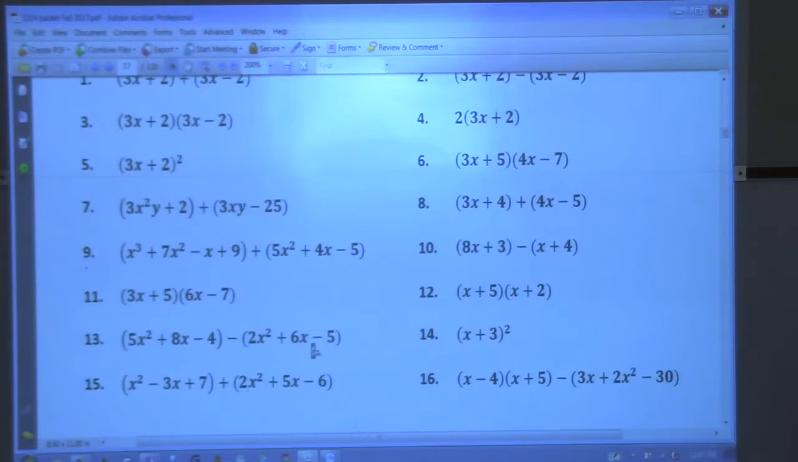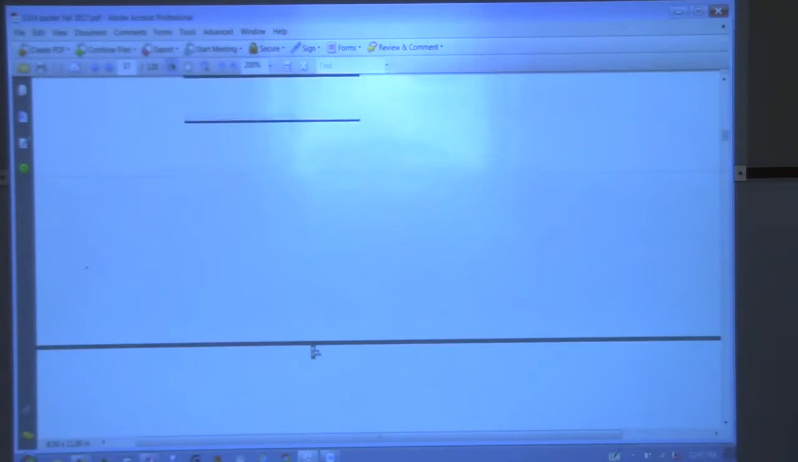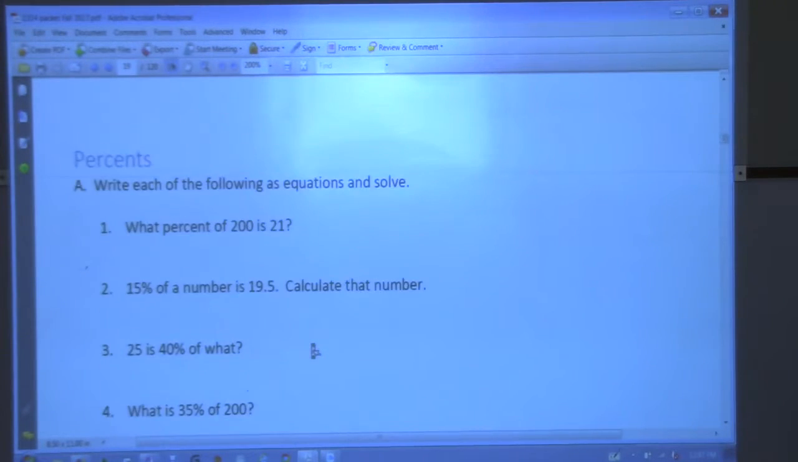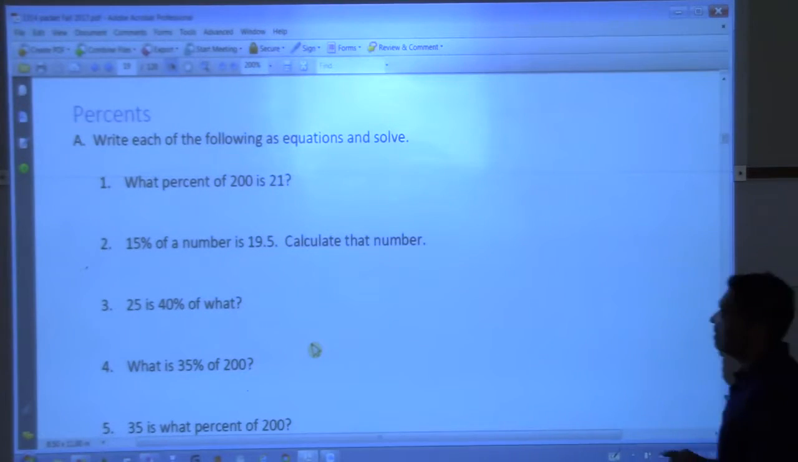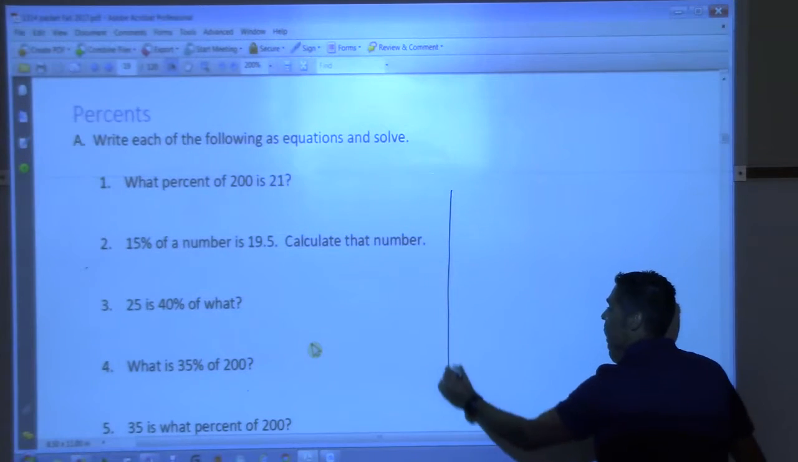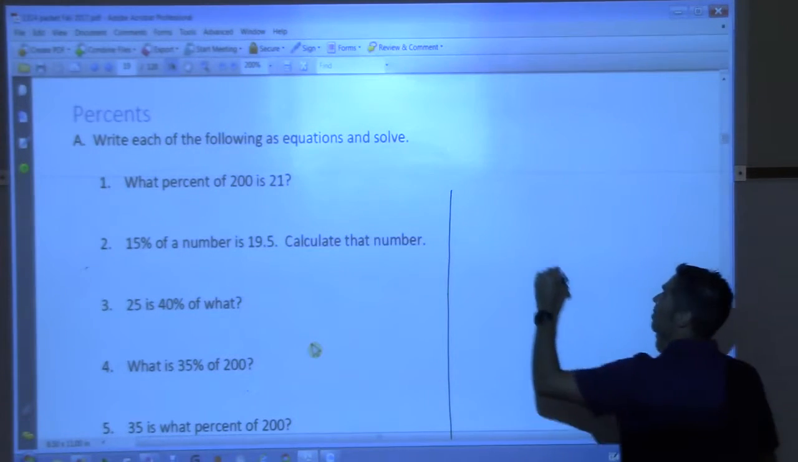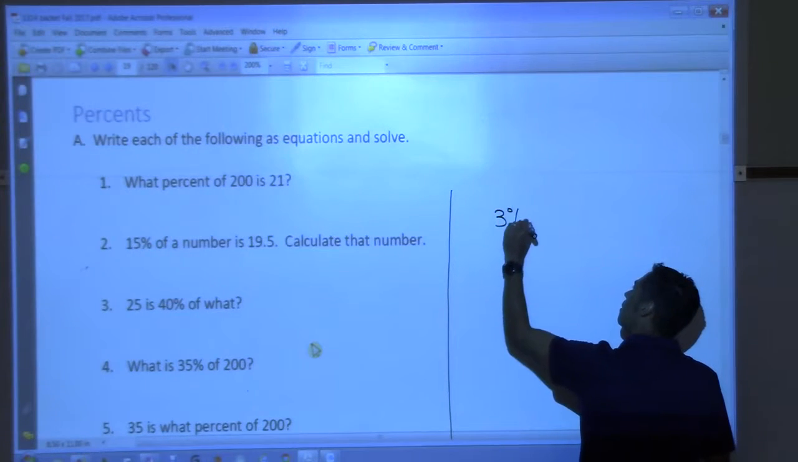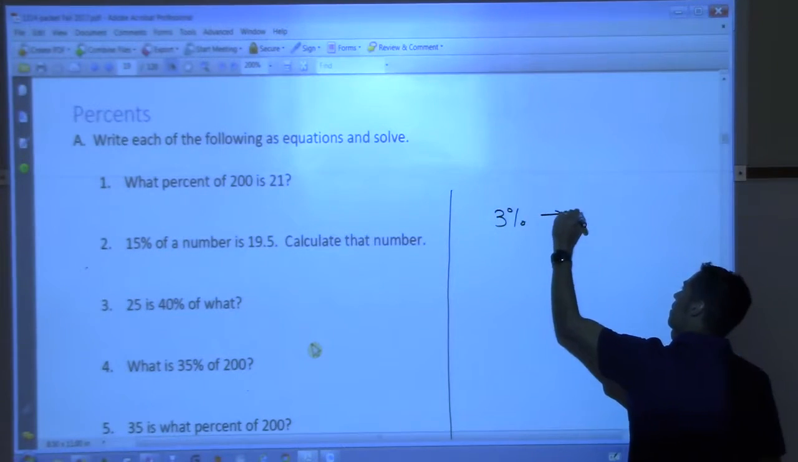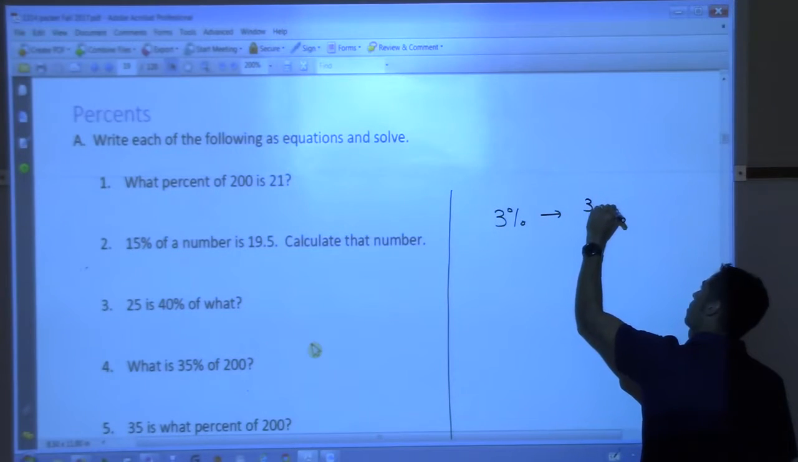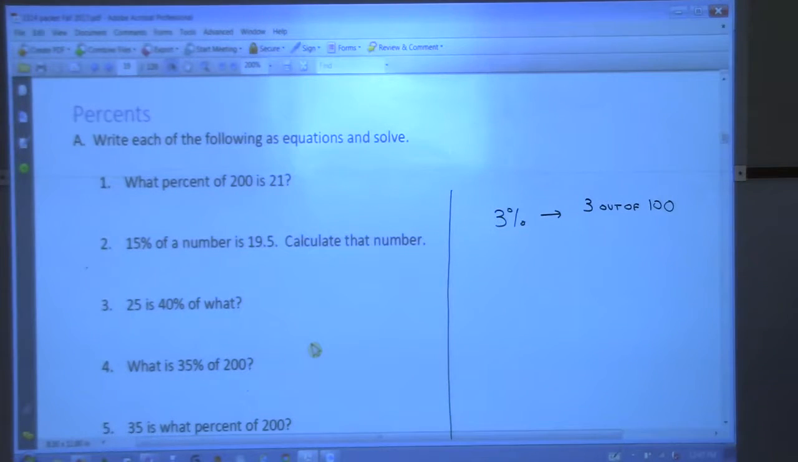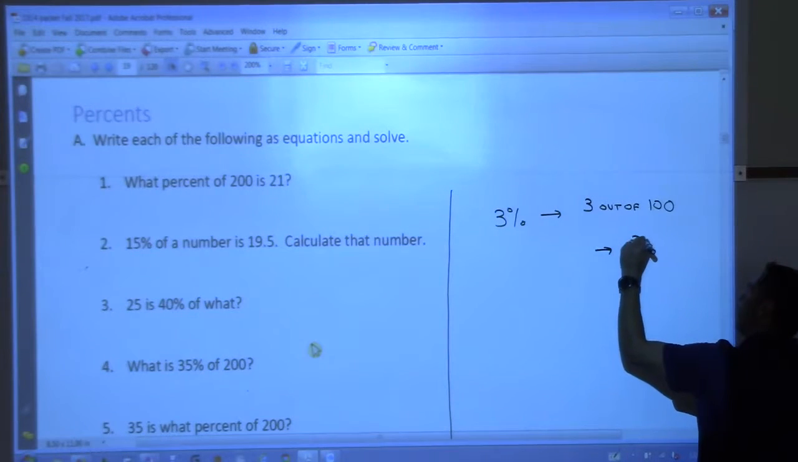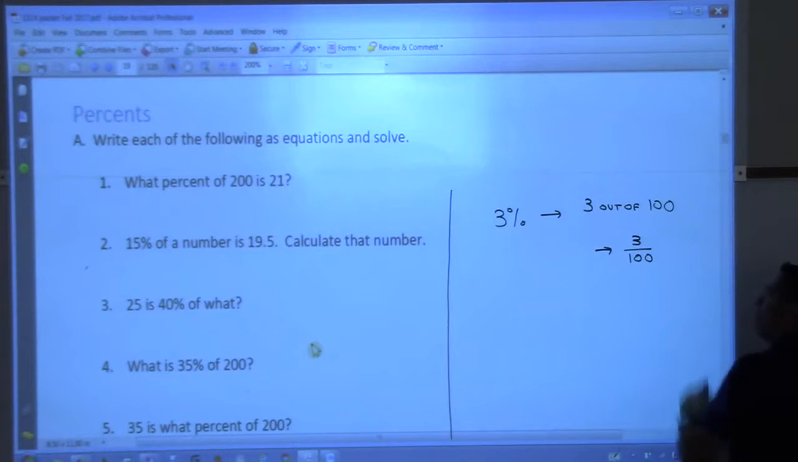All right, we are going to move on. So there's the homework for that section. We're going to move to percents. Before I begin percents, let's make sure we all understand what a percent means. If you write something like 3%, this means 3 out of 100. Another way of looking at that is by writing it as a fraction, 3 over 100.